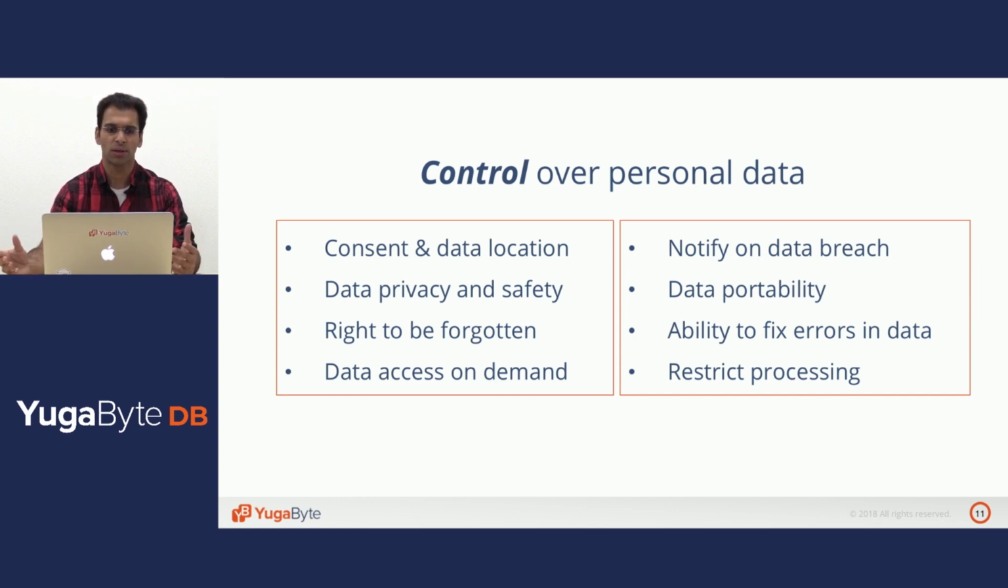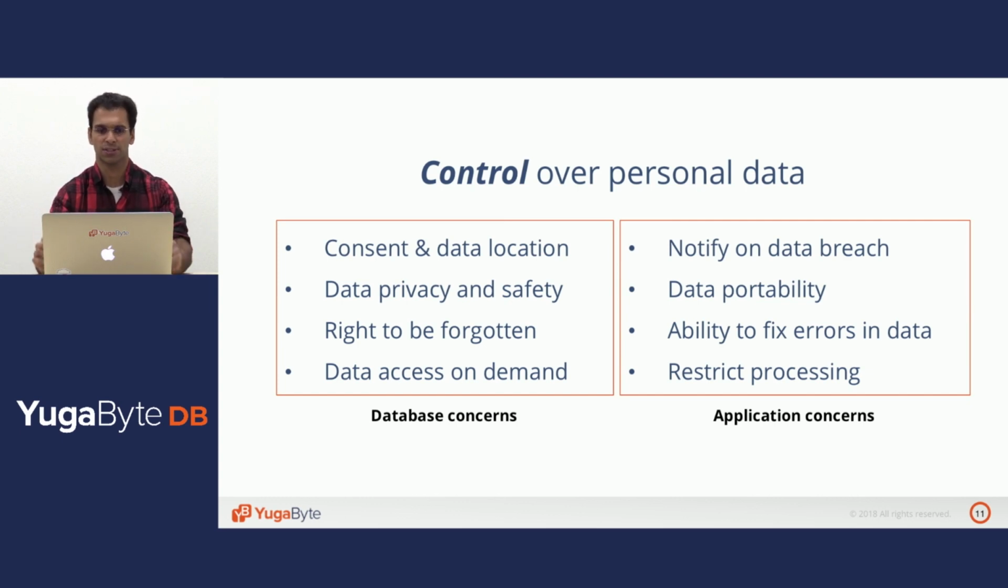So what is control? Well, there's two broad categories of control, and we're going to classify it into database concerns and application concerns. Now we're going to go into each of the database concerns in detail, but it's roughly around consent and data location, data privacy and safety, right to be forgotten, and data access on demand. But let's touch real quick on the application concerns.